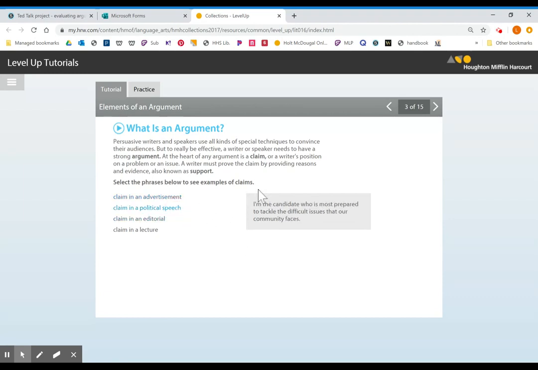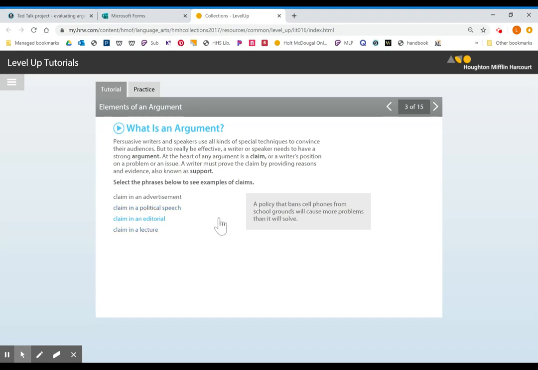Here's another example. A claim in a political speech: I'm the candidate who is the most prepared to tackle the difficult issues that our community faces. Their claim is that I am the best person for this job, for this position, because I'm willing to tackle tough issues. This is maybe how their speech would start, right? And then they would have to give a lot of support to prove their claim to be true.